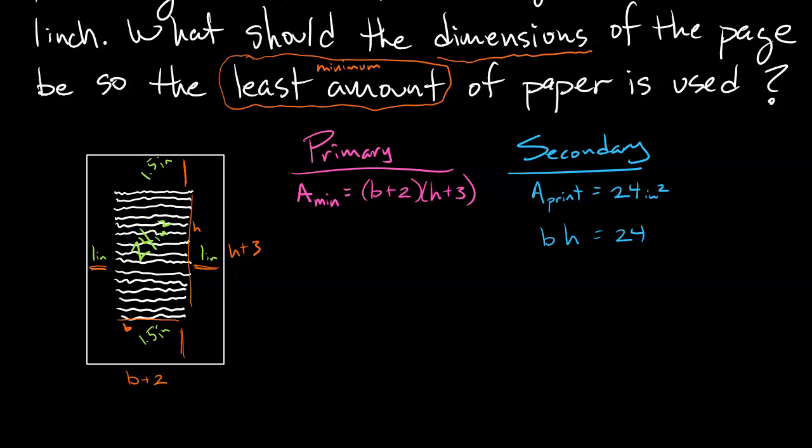Okay, so I've got my paper, but I want to put it in one variable, so I decide over here which one I'm going to solve for. It 100% does not matter. Let's just make it h equals 24 over b. So now I have b plus 2 times 24 over b plus 3.